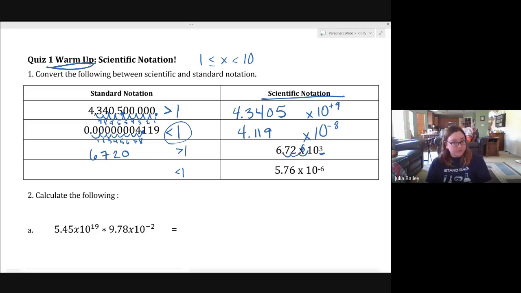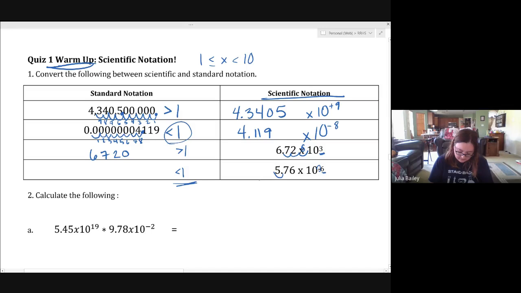When I do the bottom problem, again, the 6 tells me to move the decimal 6 times. The negative tells me I need to make this number smaller than 1. So if I were to move the decimal the same direction as the previous problem and I move it this way, 5.7 becomes 57. That's making it much bigger than 1. That's the wrong way to move the decimal.